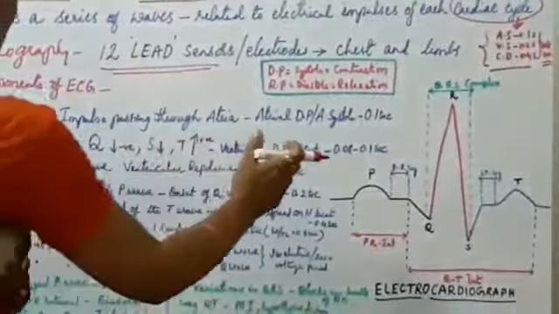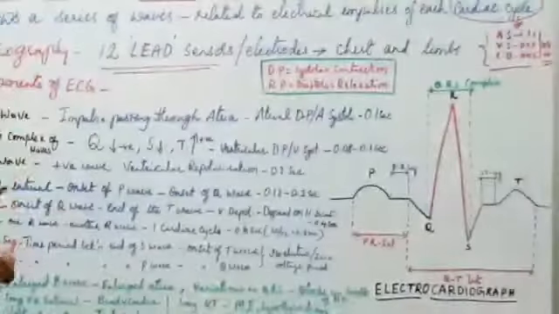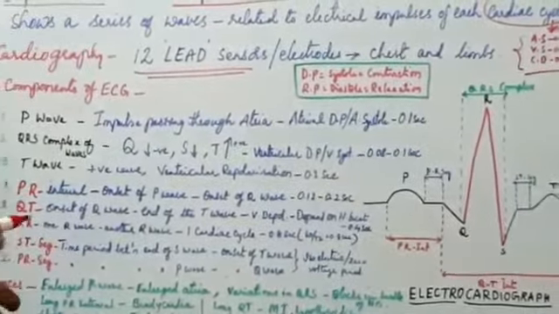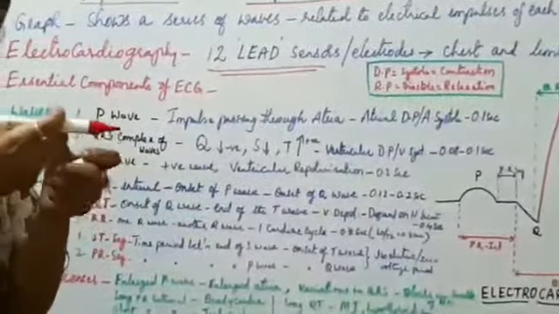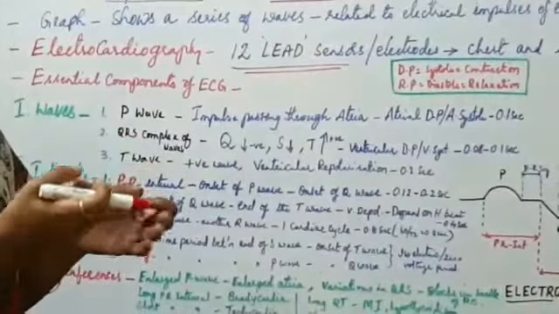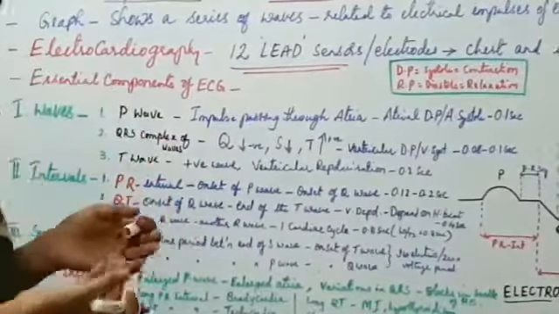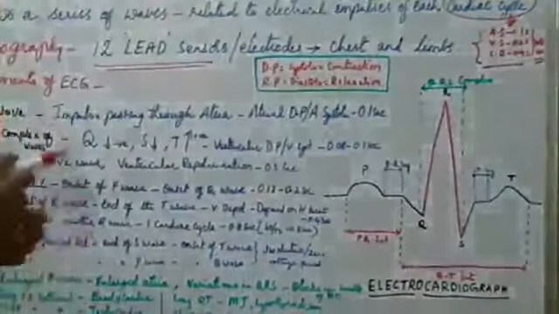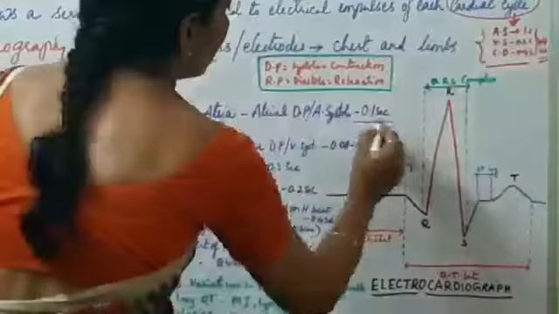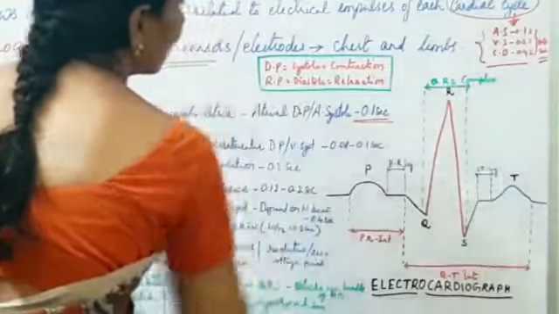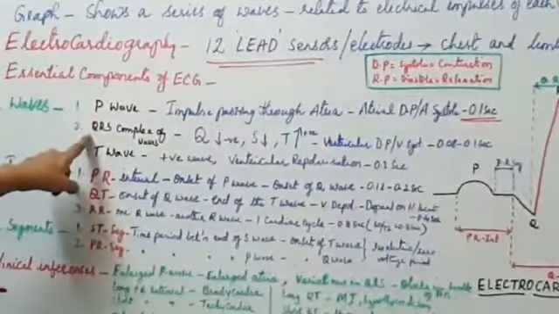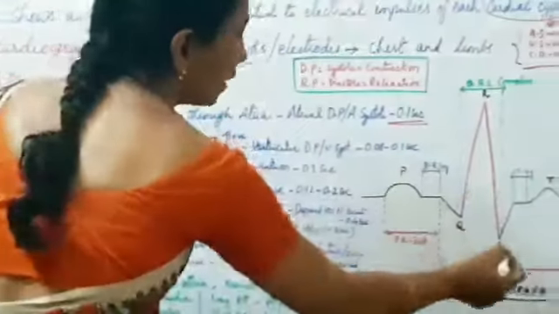P wave starts at the impulse received by the atria. Whenever the impulse is received by the atria, the atria get contracted, that is, they get depolarized. So this is called atrial depolarization or atrial systole. It takes 0.1 seconds. That is the P wave.